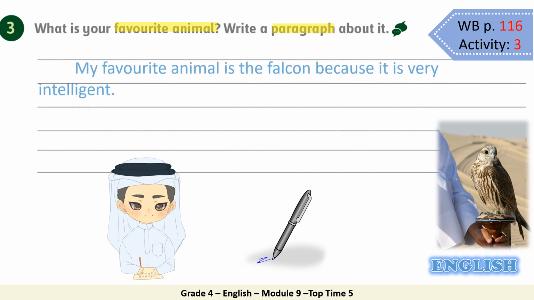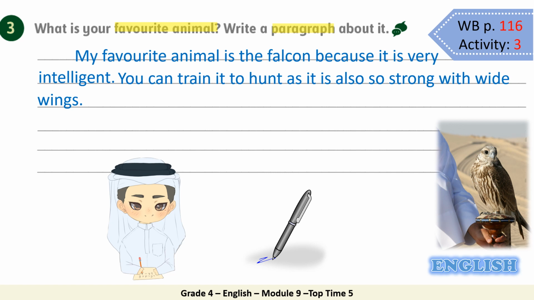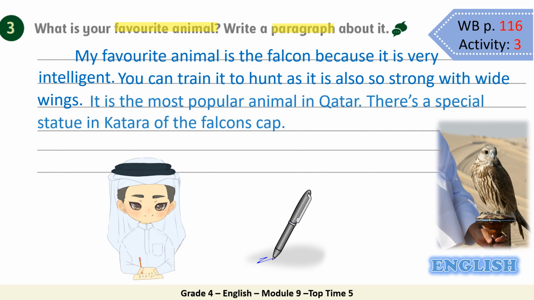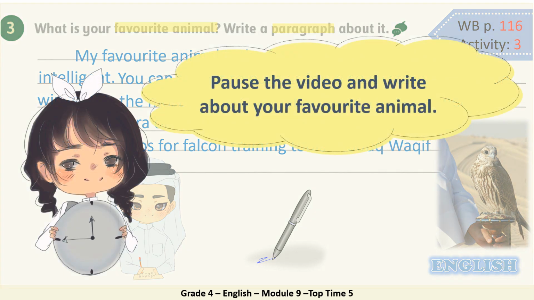It's the falcon. My favorite animal is the falcon because it is very intelligent. You can train it to hunt as it is also so strong with wide wings. It is the most popular animal in Qatar. There's a special statue in Qatar of the falcon's cap. There's a whole section of shops for falcon training tools in Souk Waqif too. Well done, Ahmed. Now pause the video and try to write a paragraph just like Ahmed, but about your favorite animal.